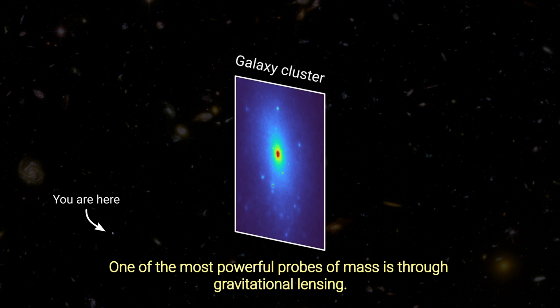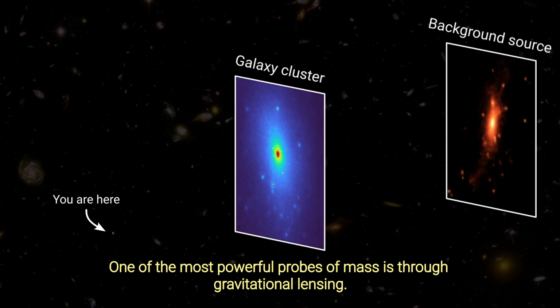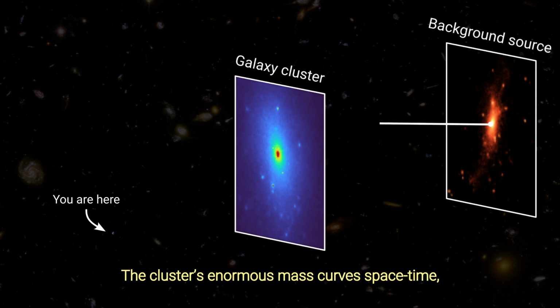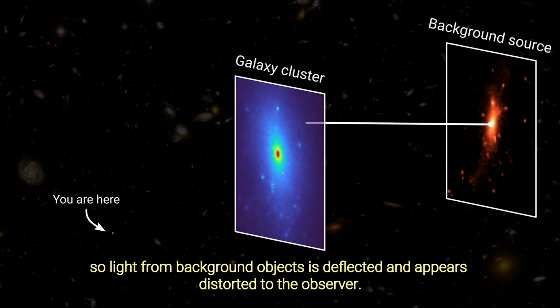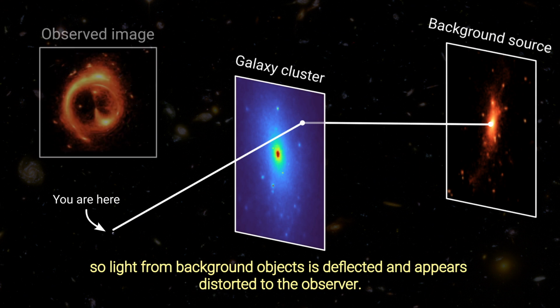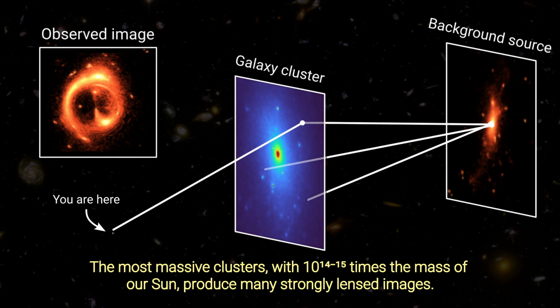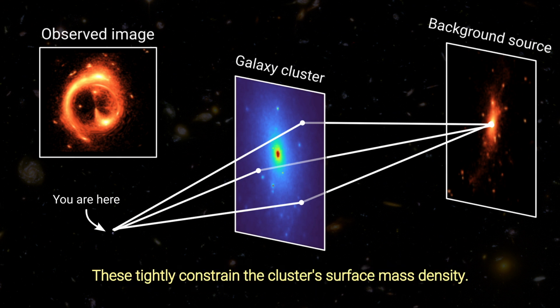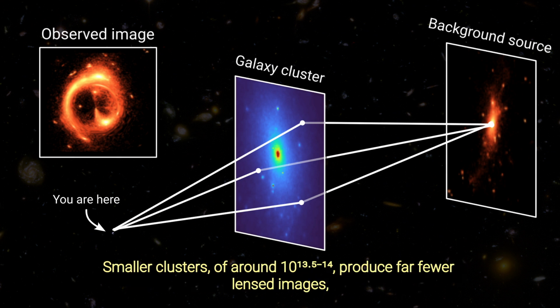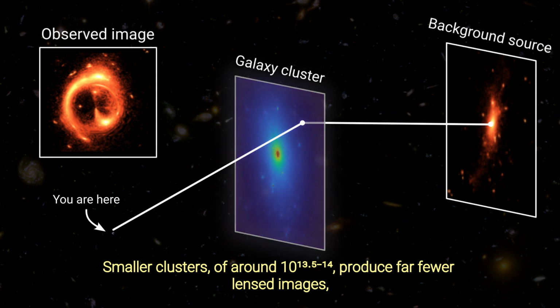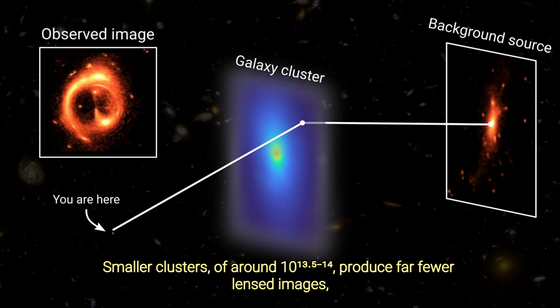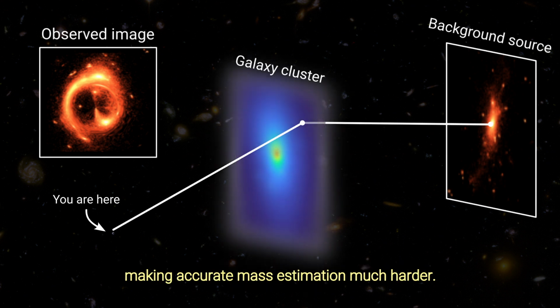One of the most powerful probes of mass is gravitational lensing. The cluster's enormous mass curves spacetime, so light from background objects is deflected and appears distorted to the observer. The most massive clusters, with 10^14 or 10^15 times the mass of our Sun, produce many strongly lensed images. These tightly constrain the cluster's surface mass density. Smaller clusters of around 10^13.5 or 10^14 times the mass of our Sun produce far fewer lensed images, making accurate mass estimation much harder.